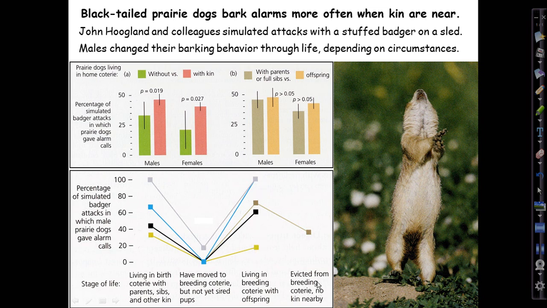Then there was one individual who later got evicted from his breeding coterie and was observed living in a situation with no kin nearby, and he still did call, but it looks like 30-40% of the time, which was less than he had called when he was a breeder in the coterie, or when he was a young one at home with his original family.